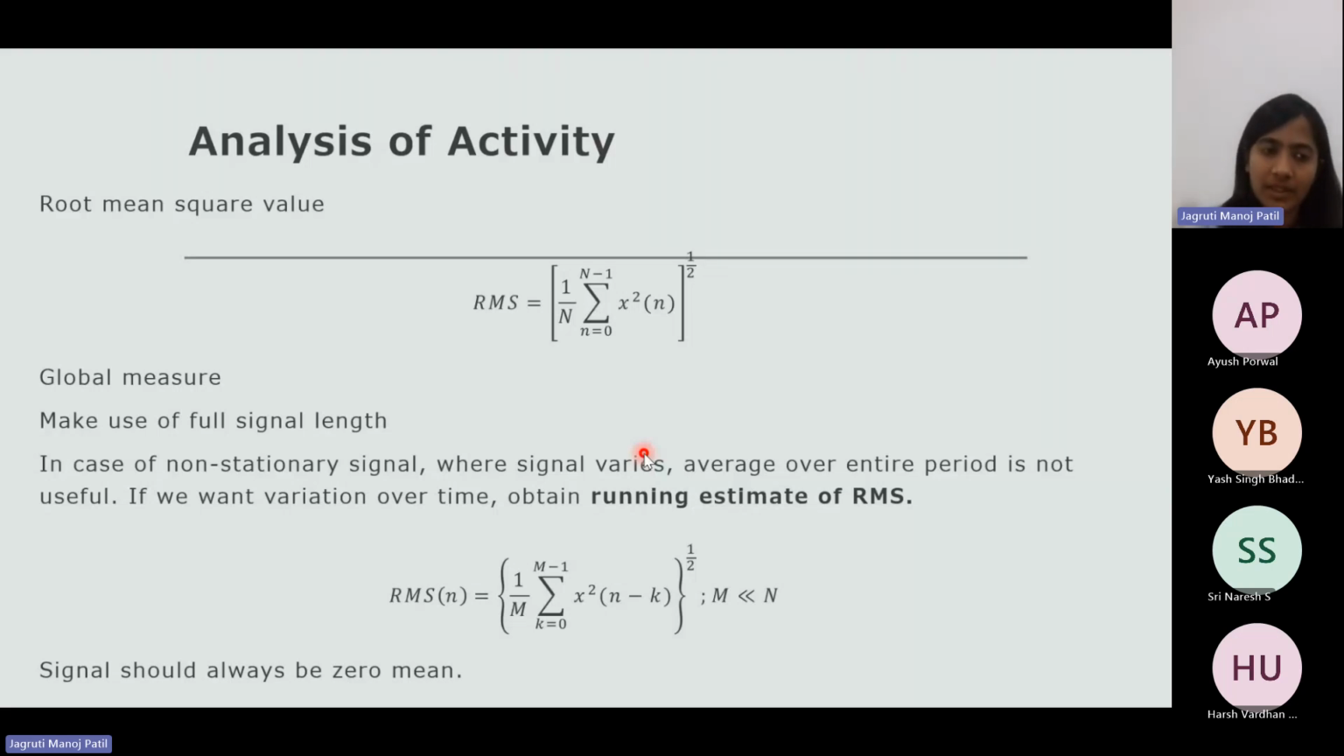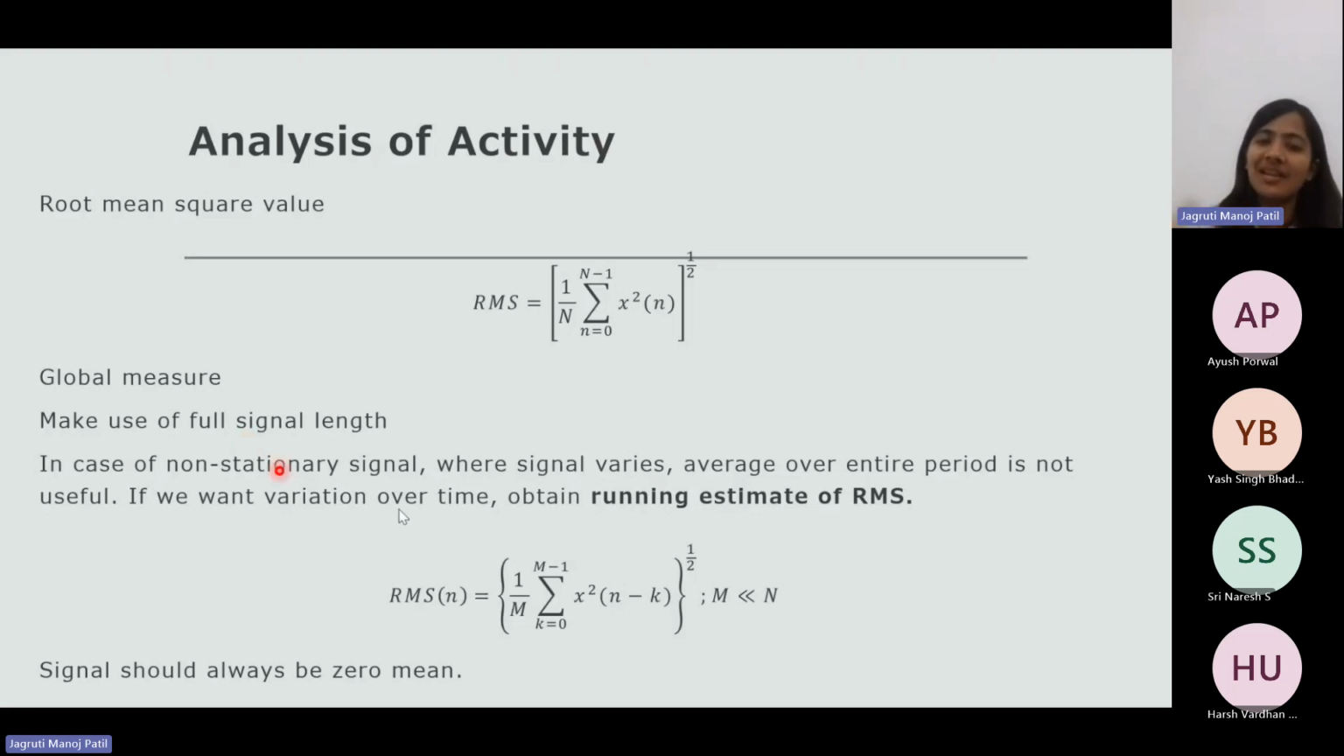One such measure is the root mean square value. You take the square of the signal, take the average of it, and then the square root of it. So the mean squared value, the definition lies there. This is a global measure, but there is a disadvantage that it makes use of the entire signal length. It doesn't take into account what we did initially, where we took the non-stationary signal, made chunks of it, made quasi-stationary signals, and then did our linear filtering or linear processing on those.